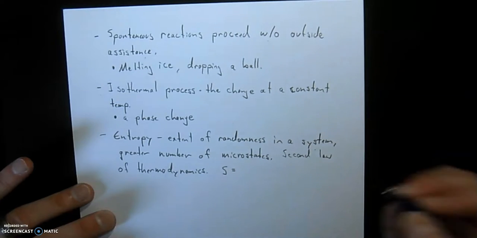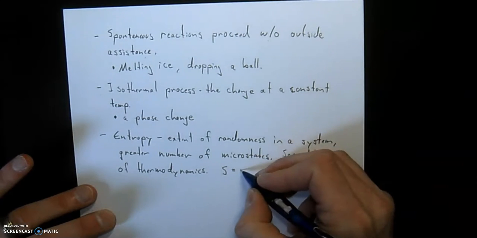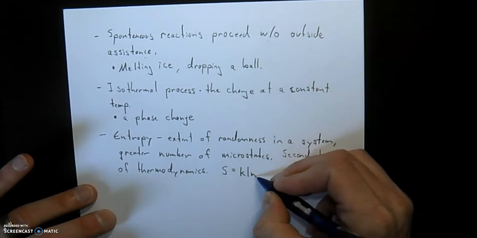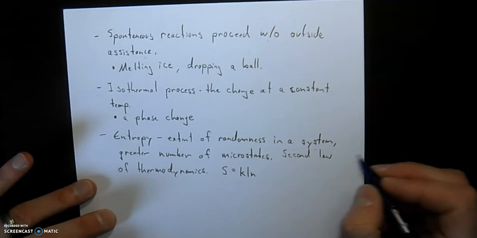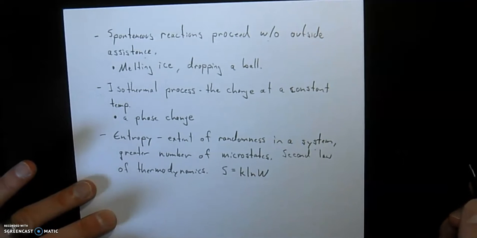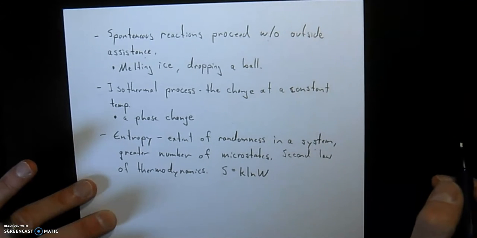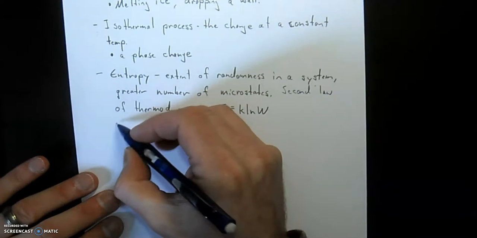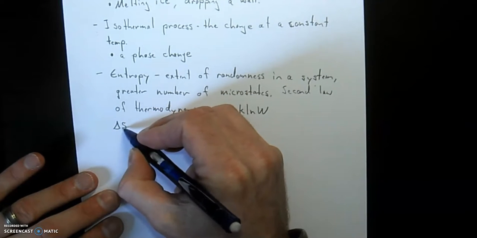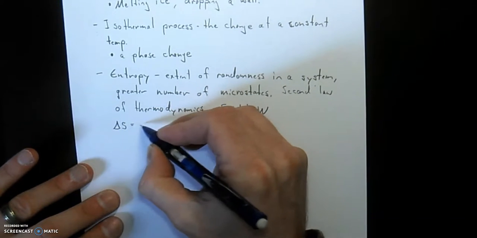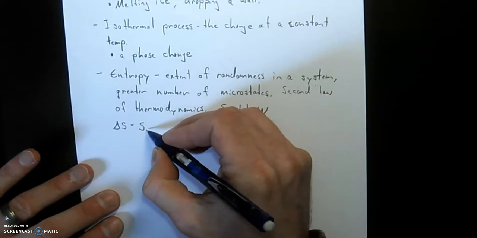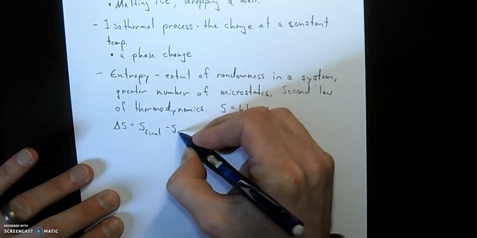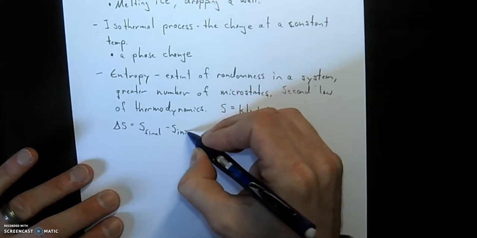We give entropy the designated letter of S, and k is just a simple constant. I believe that's called Boltzmann's constant. And then W would just be the amount of different microstates that we have available. And looking at it as far as a change, we can say delta S, and that's typically what we're dealing with. It would be the final number of microstates in comparison to the number of microstates you had initially.